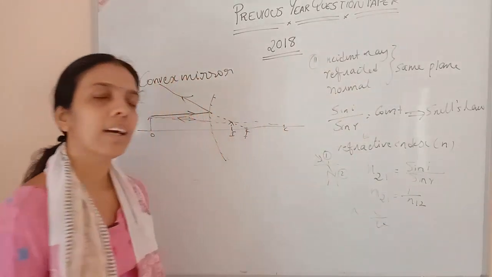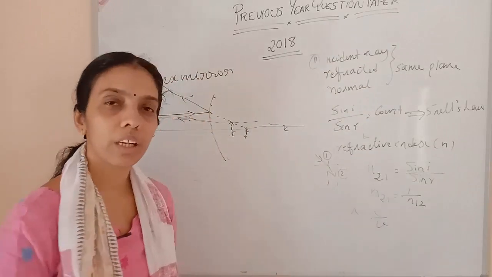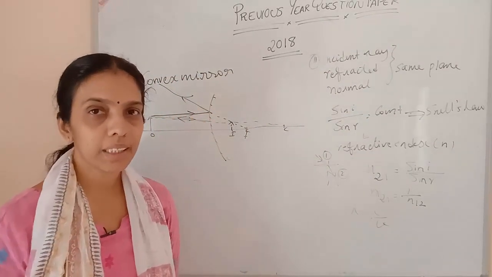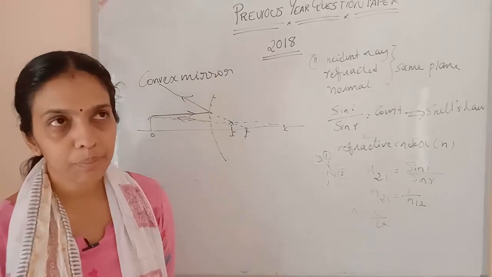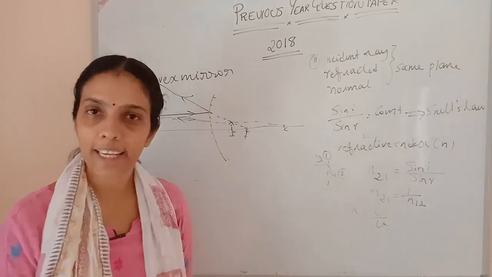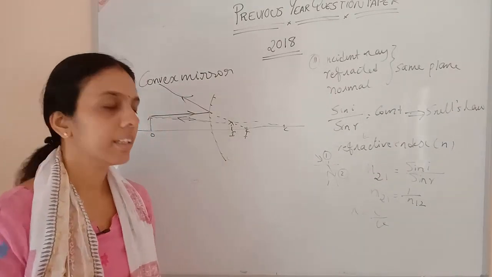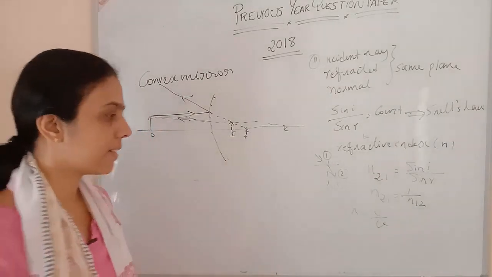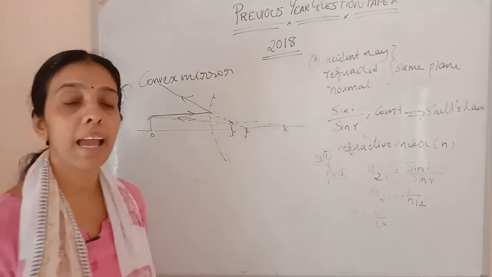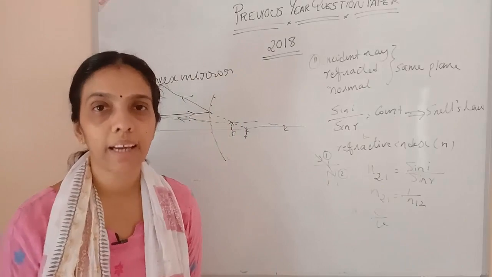Here n is the refractive index of the second medium. See, if the second medium is a denser medium and the first medium is vacuum, or air if we are considering it, then the refractive index of the second medium with respect to the first medium, n is equal to c by v.